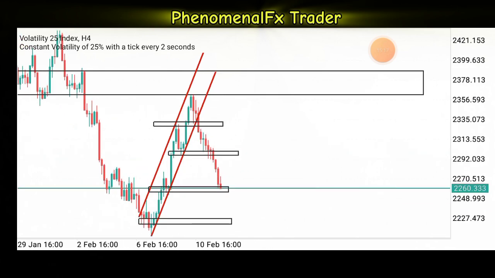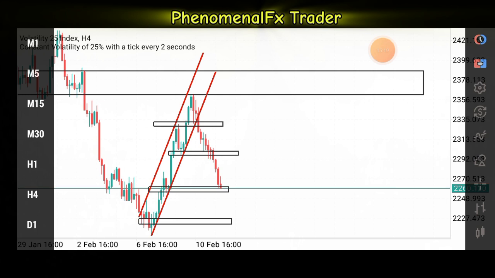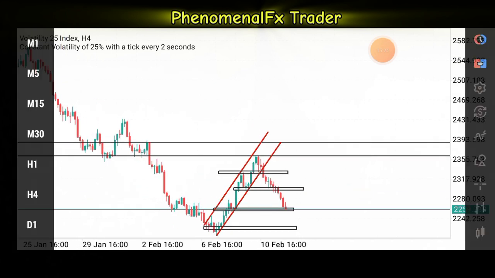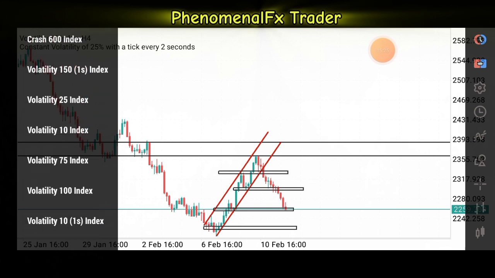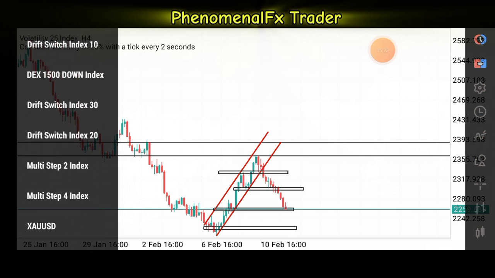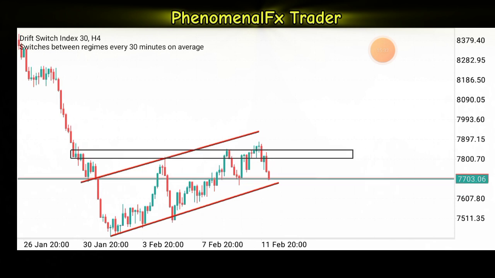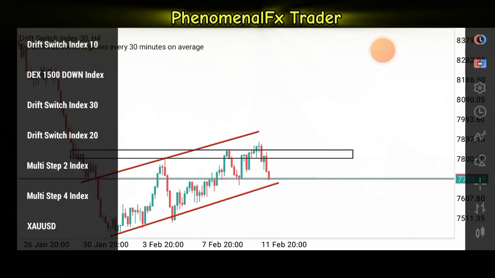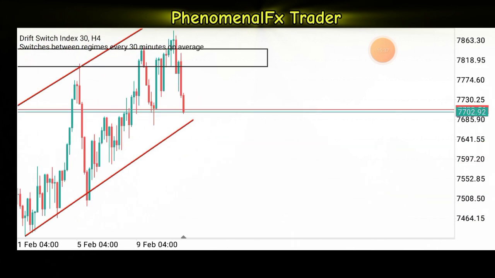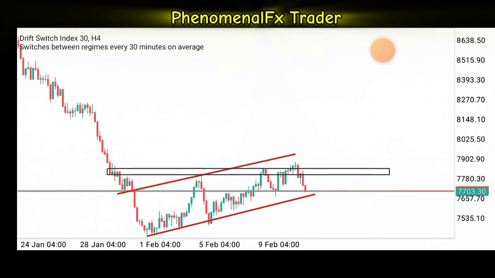Wait for a very high probability setup. This market is going to sell massively down. It's going to sell down, so just follow it up. The same with that pair I shared, Drift Switch Index 30, I guess, so you can see what the market is still doing. It's selling. All right, so yeah, we are expecting the breakout to the downside, for it to continue selling, and it will break through this trend line to the downside, and so it will go.